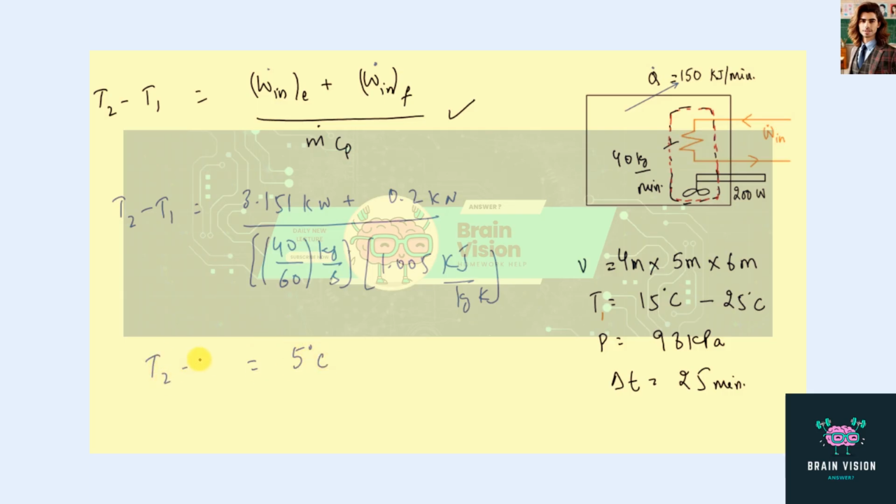So we can conclude that the temperature rise that the air experiences each time it passes through the heater would be 5 degrees Celsius. So I hope you have understood the problem. Thank you.